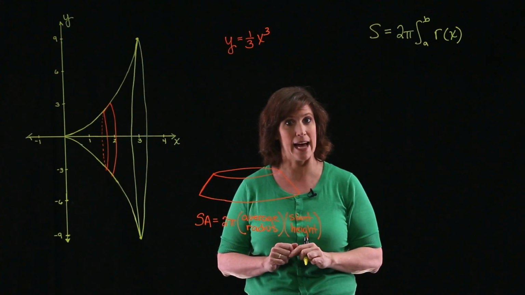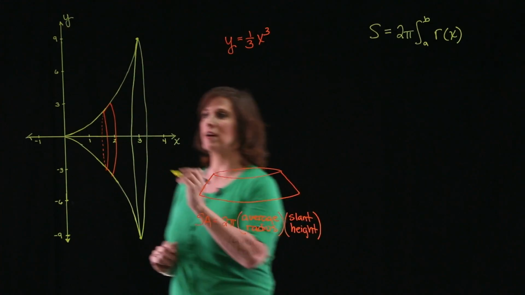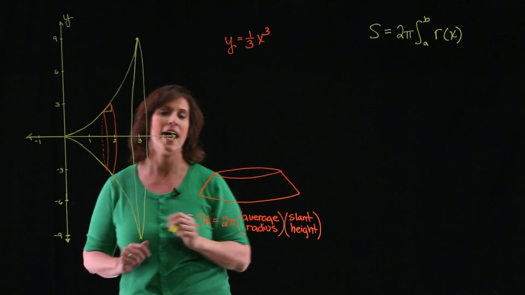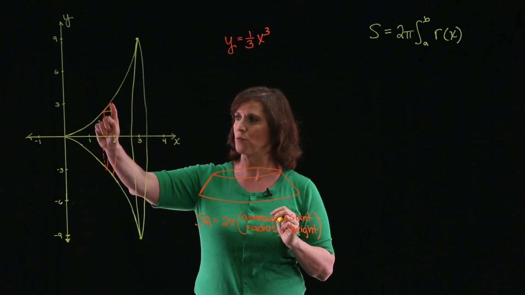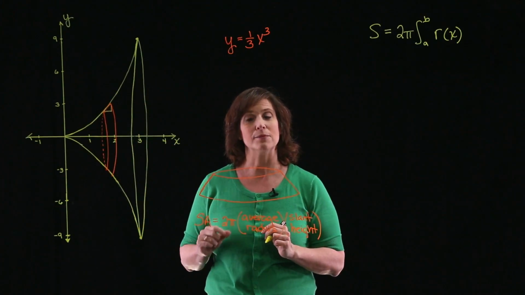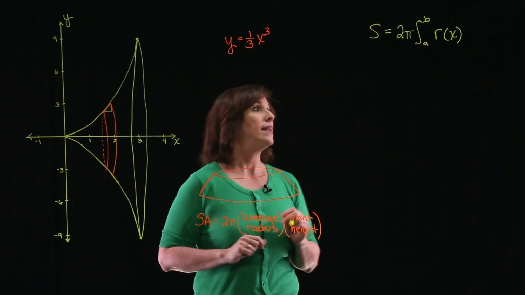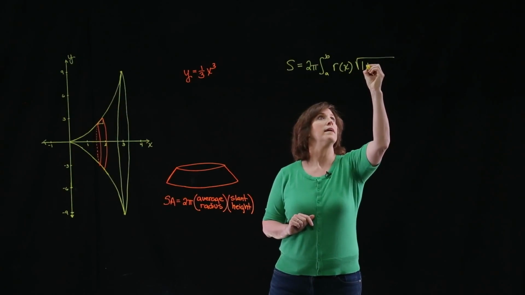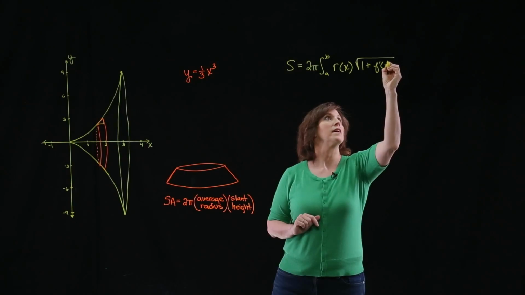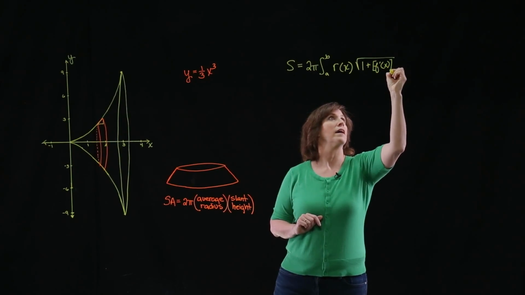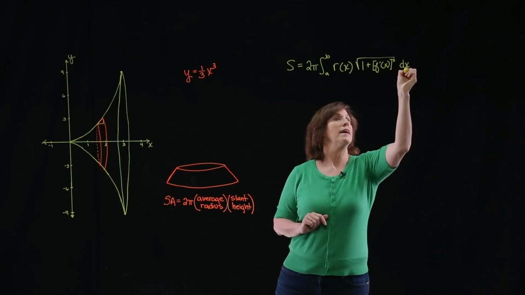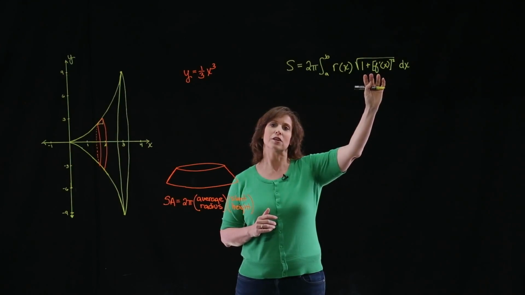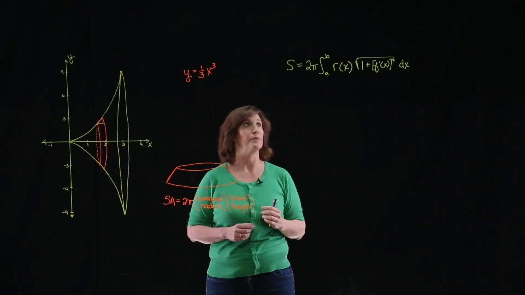The next piece is the slant height. Now, if you look on your picture, the slant height is going to be this length right here. And you can make a little triangle out of this, and you can see that this is a right triangle, so you can use the Pythagorean theorem to help us get that slant height. Now, what it's going to end up looking like in our formula is the square root of 1 plus f prime of x squared dx. And again, I'm not going to derive that formula, but you can see that this looks like it's going to come from a Pythagorean theorem problem.